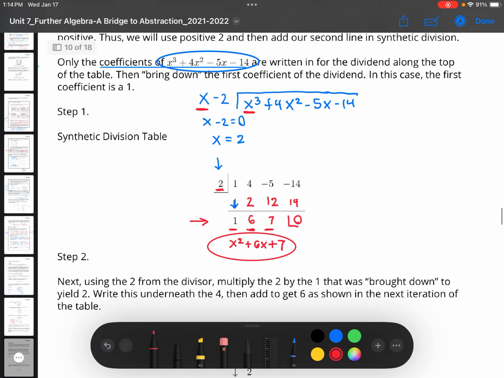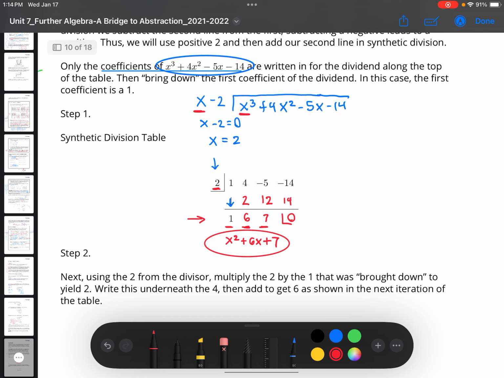Now, the only restriction you have if you're using synthetic division is that your divisor has to be linear, meaning this right here cannot be an x squared minus 2 or an x cubed plus 4, whatever it may be. This x has to be to the first power, and if it's not, then you cannot use synthetic division, all right?